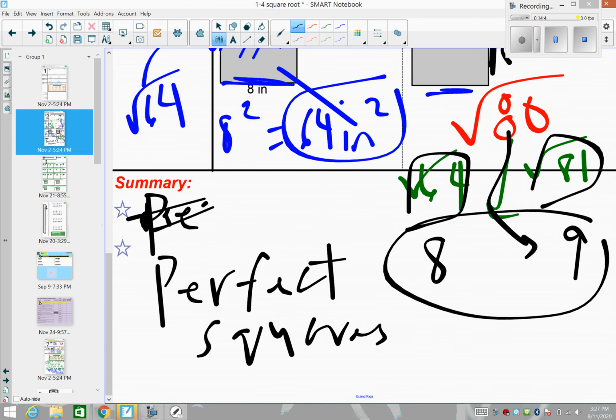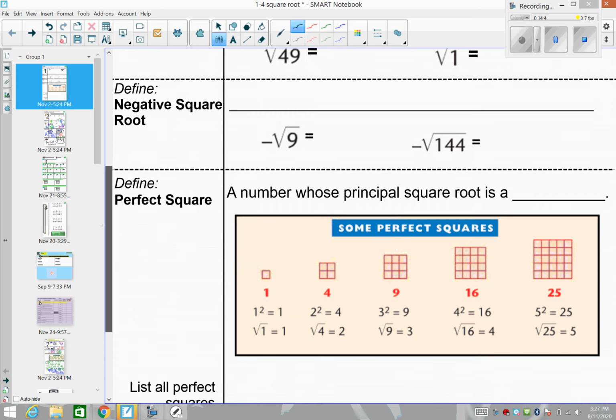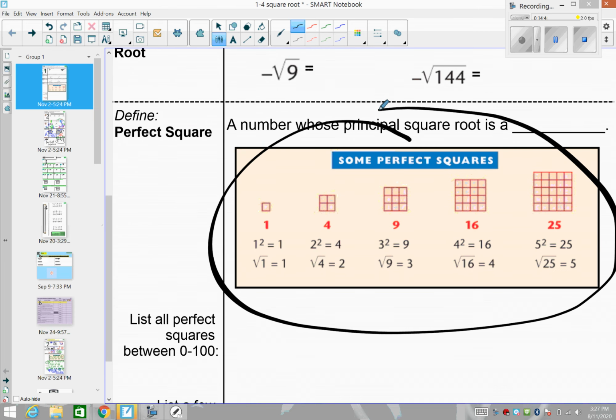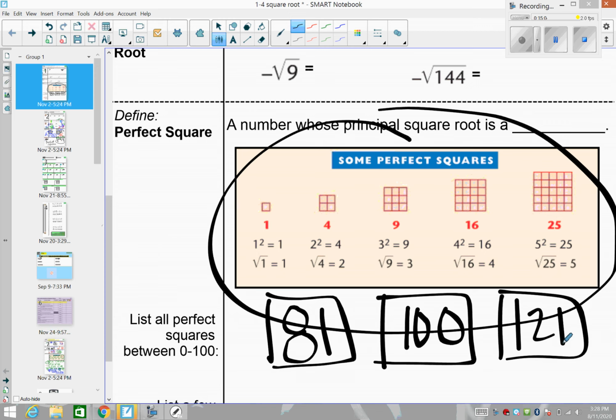Let's go back to the screen so you can see that summary. All of our perfect squares are these ones. And then we said 36 because it's 6 times 6, and 7 times 7 and 8 times 8. All the things that make perfect squares like 100 and 81 and 121, because those are perfect squares. So that is what we use to try to estimate things that are not perfect squares. That is our summary for today.